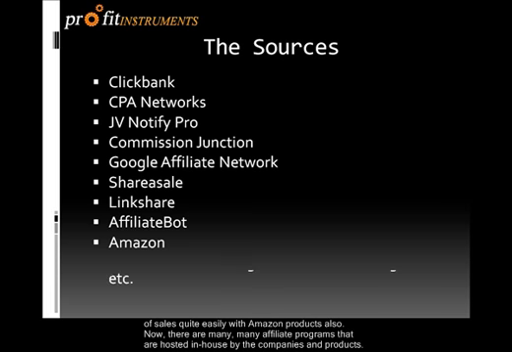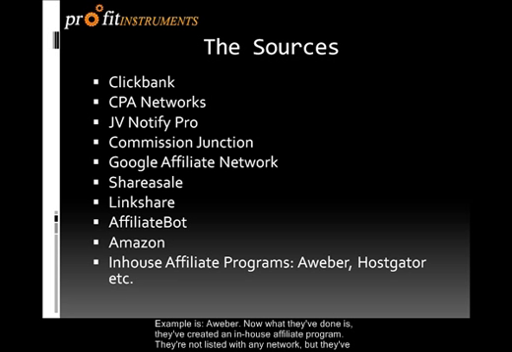Now there are many affiliate programs that are hosted in-house by the companies and products. So an example is Aweber. Now Aweber, what they've done is they've created an in-house affiliate program. They're not listed with any network, but they've just created an in-house affiliate program where affiliates can join in and then they can promote Aweber. So there are many such products out there with in-house affiliate programs, and I'll show you how you can find all of them in the next videos.